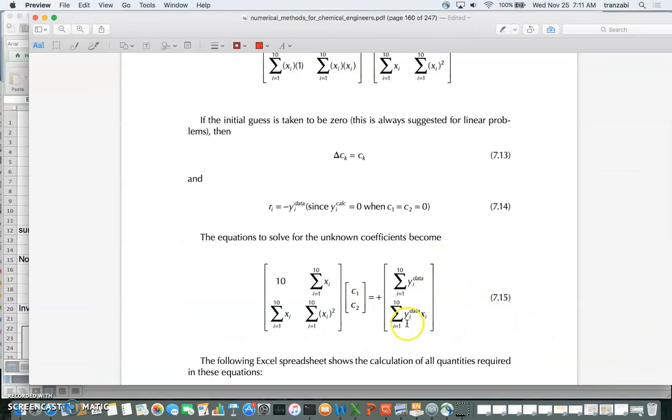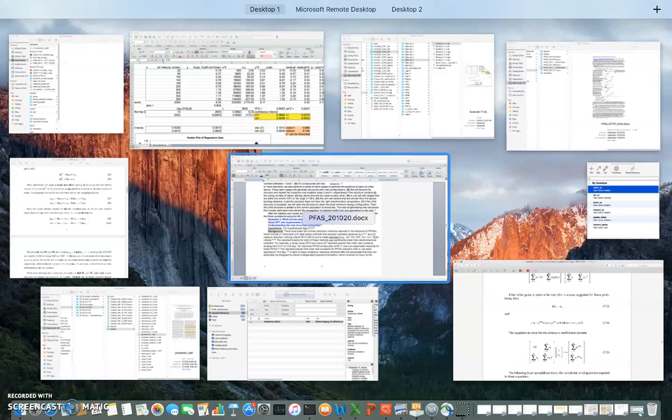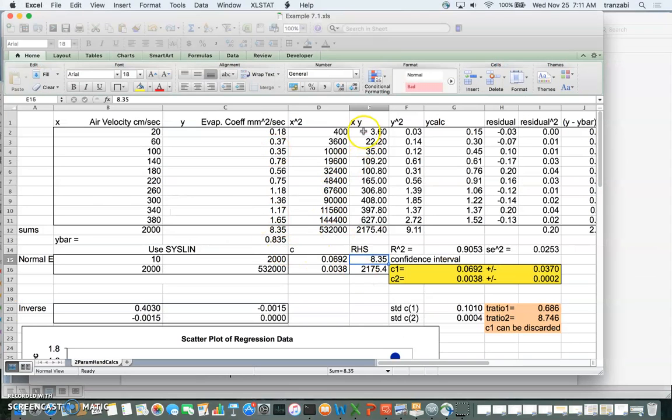Let's see, it was the sum of yi xi. So I also need the cross product. Okay, so here's the sum of xi yi. For every xi and yi, you can calculate the sum. You just drag this down to here, and then you're going to have the xi yi. You can calculate the sum, and the sum goes to the second element of the right-hand side.